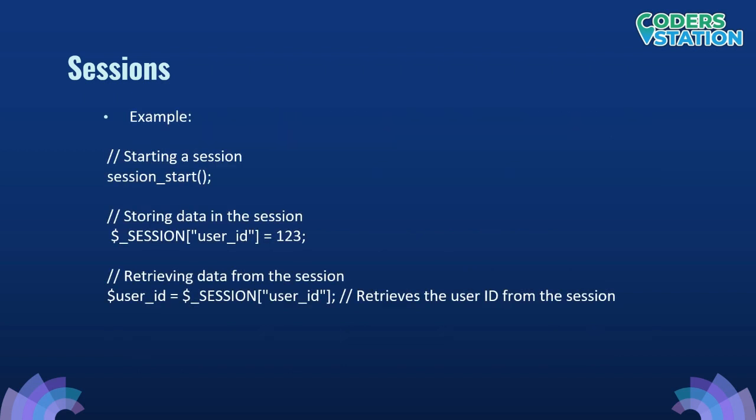To create a session, we use the session_start function, which stores $_SESSION['user_id'] equal to 123. Then, for retrieving the data, the $user_id variable will store the user_id key and the value which is retrieved from the session array.